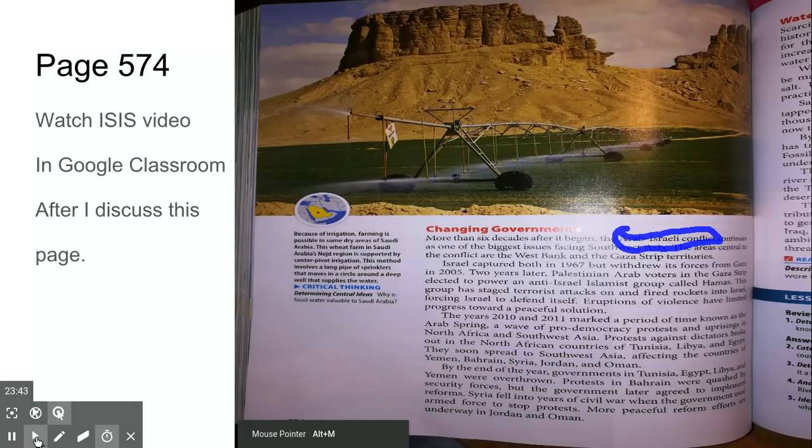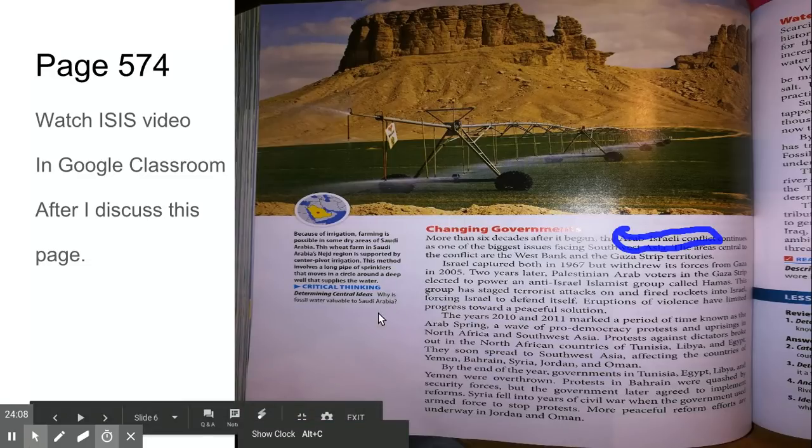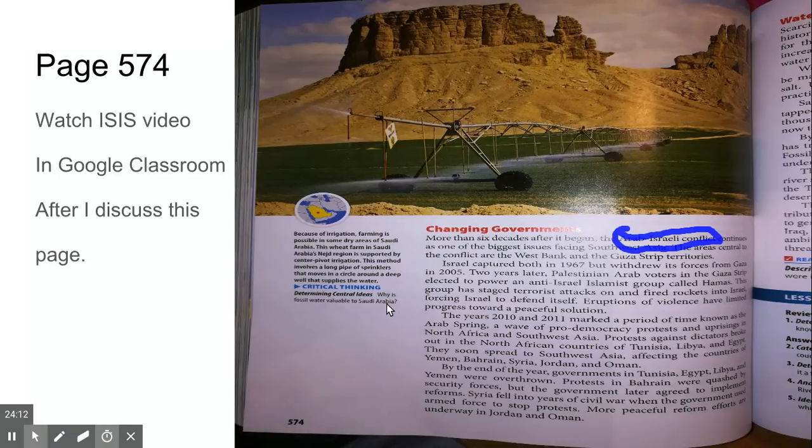The Arab-Israeli conflict is this big fight between these two groups. And if you listen to the news, they talk about the West Bank or the Gaza Strip. These are territories that are being fought over. The second paragraph down here says, Israel captured both the West Bank and the Gaza Strip in 1967, but withdrew its forces from Gaza in 2005.